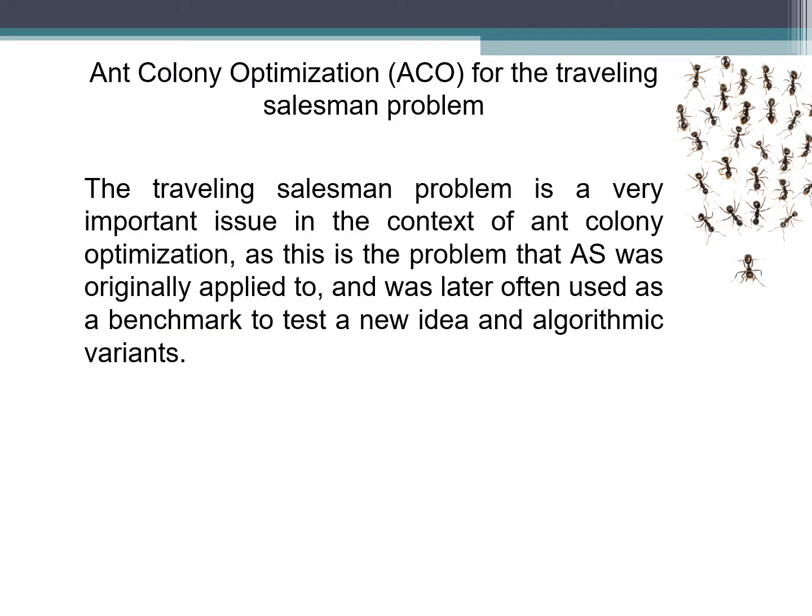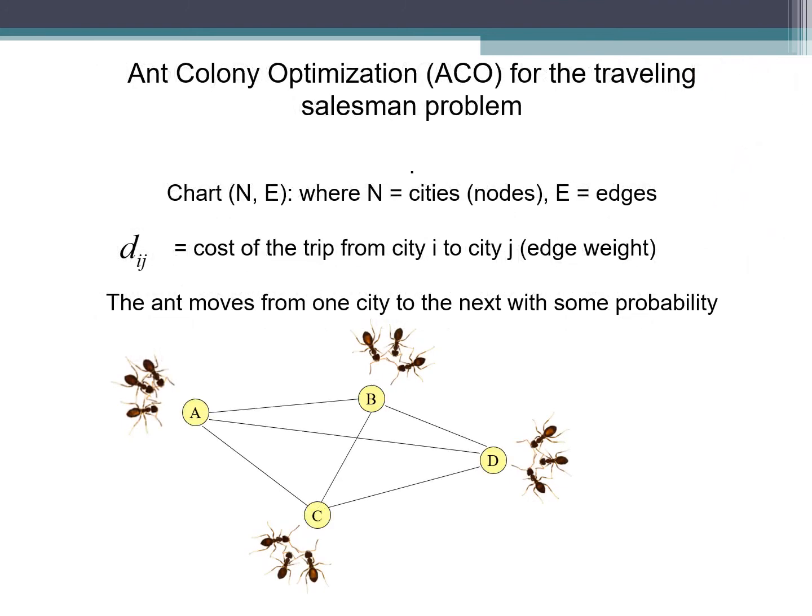The traveling salesman problem is a very important issue in the context of ant colony optimization, as this is the problem that ant system was originally applied to and was later often used as a benchmark to test new ideas and algorithm variants. Let us consider ant colony optimization for the traveling salesman problem.